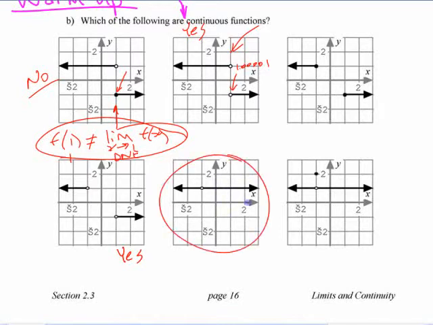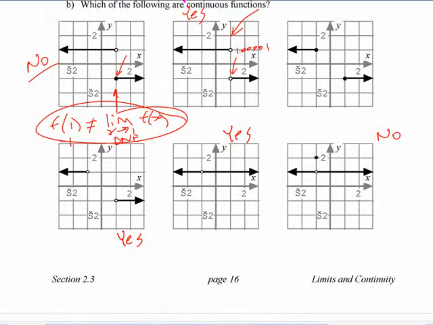What about this one? Is that a continuous function? It is. It's got a hole in the graph there, but every point that's on the function, it's continuous. What about this one? This one's no, because the fact that it jumps there makes it not a continuous function. That's just a definition thing.